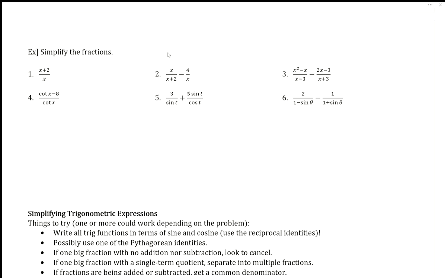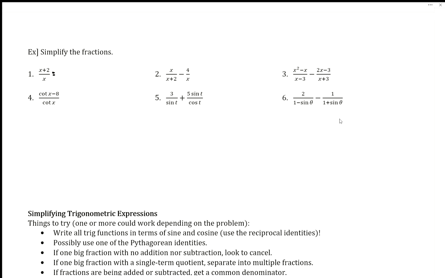Hi everyone, and welcome to our video on simplifying fractions that involve trig functions. So all the ones above are algebraic ones, but they follow the same procedure that these bottom ones do that have trig involved. So for instance, in number 1, we can squeeze that in.